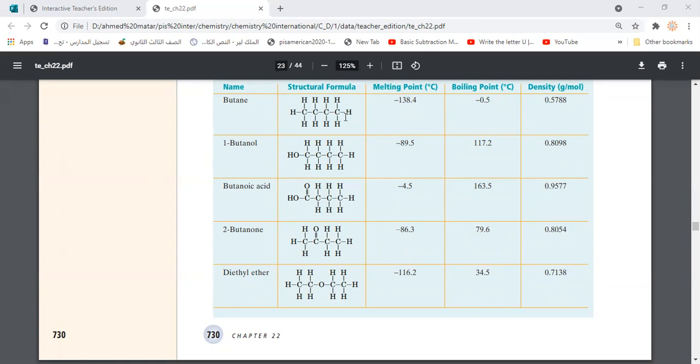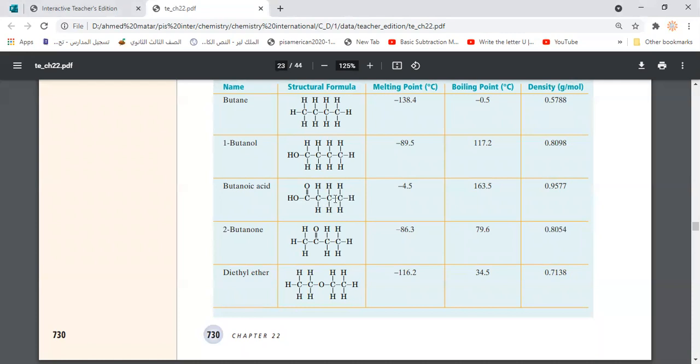Now if we replace one hydrogen by a hydroxyl group, OH, you can observe that its characteristics dramatically changed. There is a huge change in the boiling point and the melting point and even in the density. So this little OH is considered a functional group. Actually, it's the functional group of alcohols. So any organic compound that contains OH, we're going to call it an alcohol. So that is now called butanol.